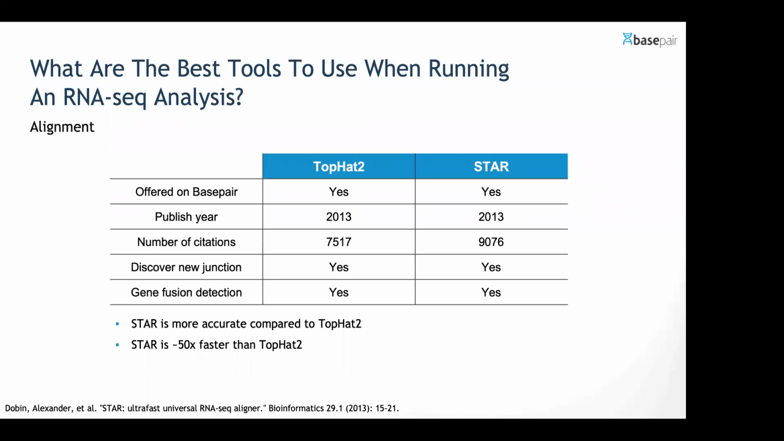And the key thing to note is actually that STAR has been shown to be more accurate compared to Tophat 2, as well as significantly faster. So we do recommend that you use STAR for your alignment on BaseSpace. And we do keep Tophat, though, just for legacy reasons. Some people still specifically want to use Tophat, so they're available if they want. But if you have no particular preference, I would definitely recommend using STAR.